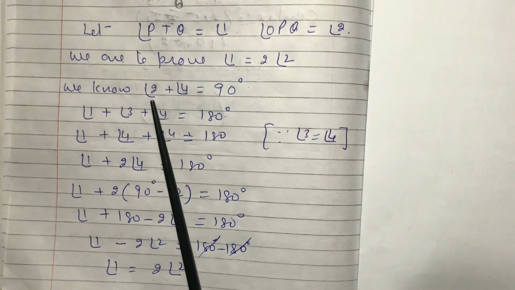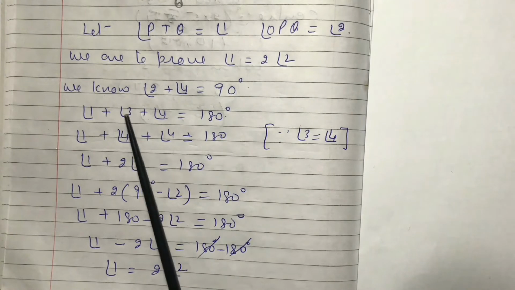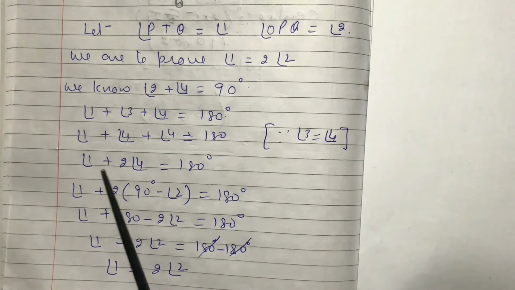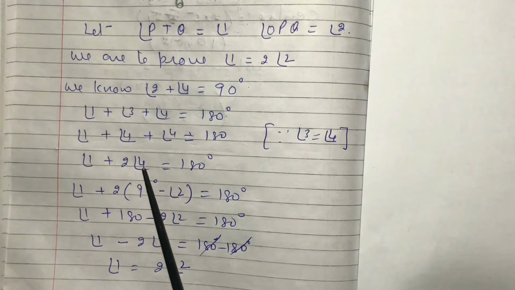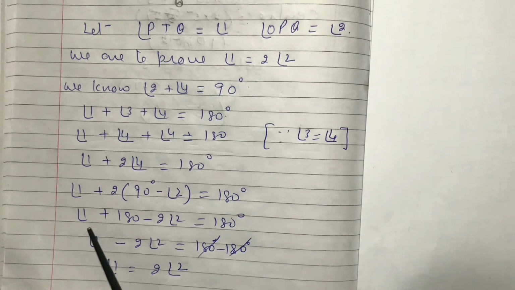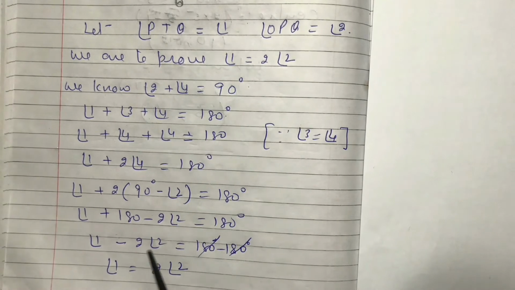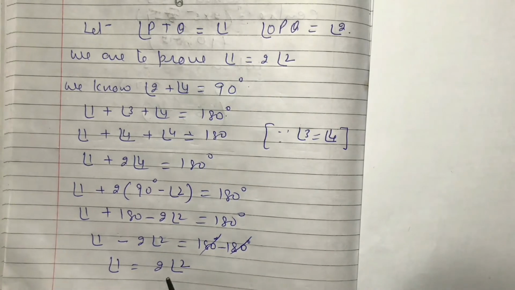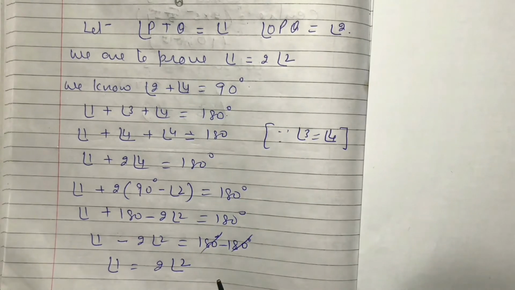Now we know angle 2 plus angle 4 is 90 degree. Angle 1 plus angle 3 plus angle 4 is 180 degree. Instead of angle 3, write angle 4. So angle 1 plus angle 4 plus angle 4 is 180 degree. Angle 1 plus 2 times angle 4 is 180 degree. 2 times angle 4 can be written as 180 degree minus 2 times angle 2. So angle 1 plus 180 degree minus 2 times angle 2 is equal to 180 degree. Angle 1 minus 2 times angle 2 is equal to 180 degree minus 180 degree. So angle 1 is equal to 2 times angle 2. It means angle PTQ is equal to 2 times angle OPQ.